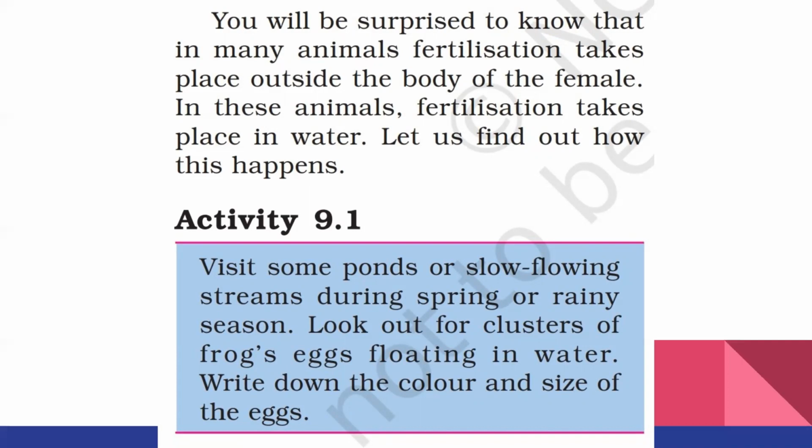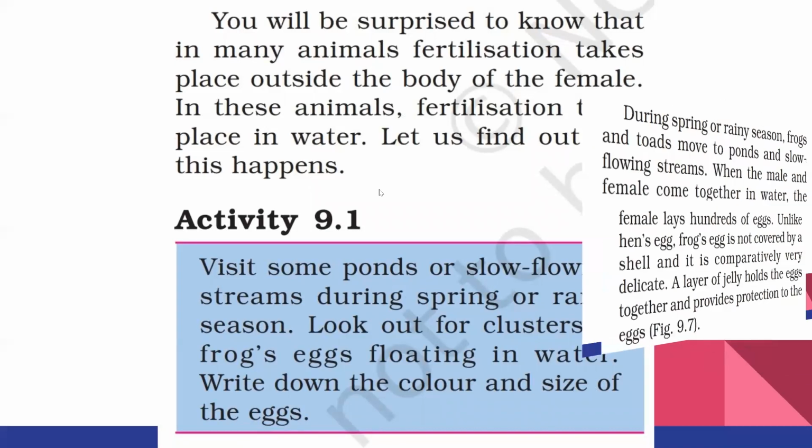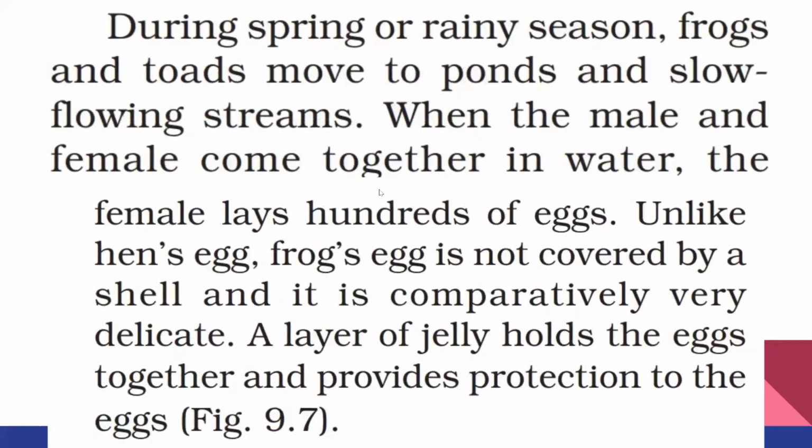That means the female frog is laying eggs in water and that is floating in water. Now how does that fertilization occur? You can see it. During spring or rainy season, frogs and toads move to ponds or slow flowing streams. When the female and male come together in water, the female lays hundreds of eggs that we are seeing.